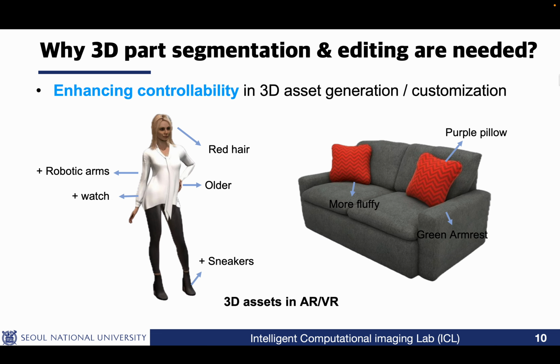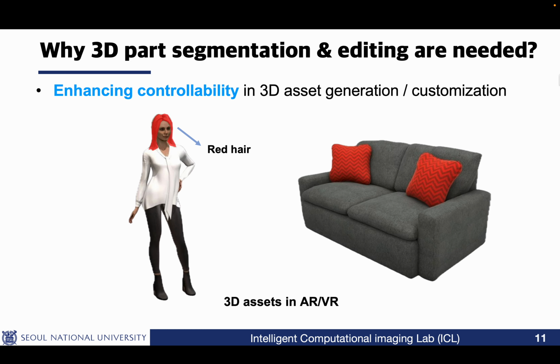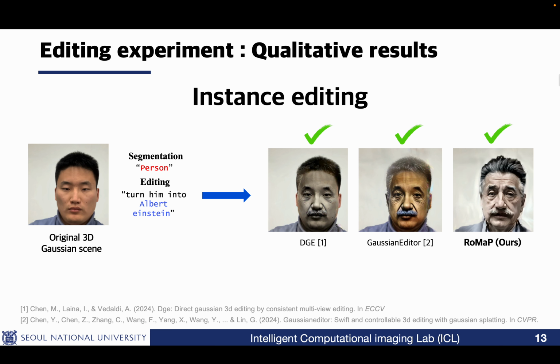If we want to change only a small part of a complex scene, then regenerating the whole scene is computationally inefficient. Such as if we want to change her hair into red, or recolor a couch into purple, we don't have to regenerate the whole thing again, just edit some part of it. This is why 3D part editing is crucial.